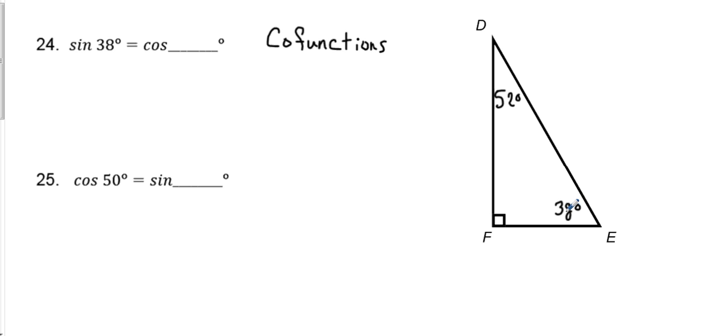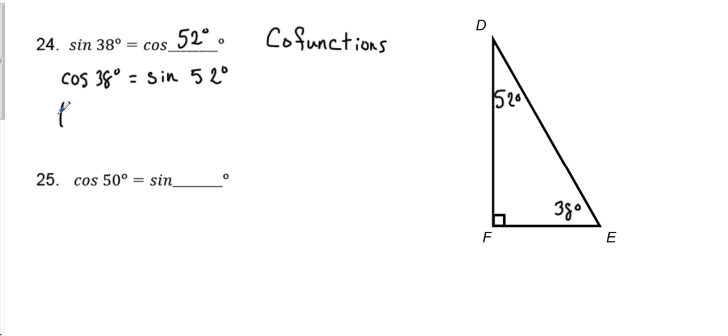The sine of this angle has to be the same as the cosine of this angle. So the sine of 38 degrees has to be equal to the cosine of 52 degrees. Now, I can expand this a little bit further, and let's look at the cosine of 38 degrees. So the cosine of this angle has to be the same as the sine of this angle. So the cosine of 38 has to be the same as the sine of 52.